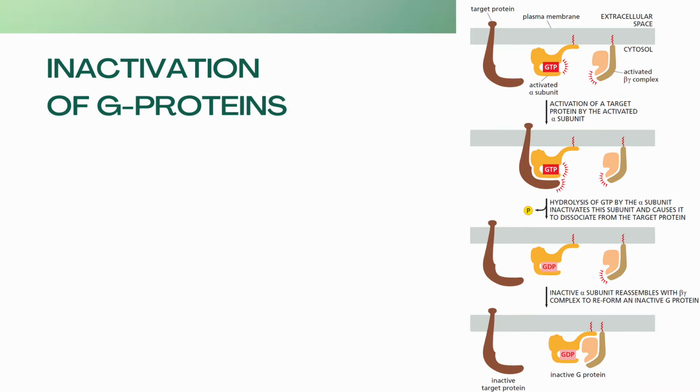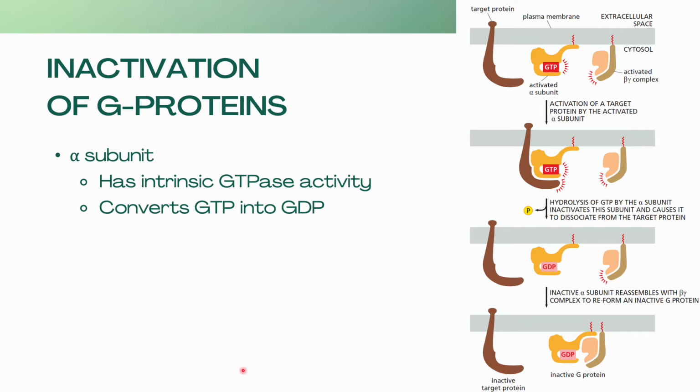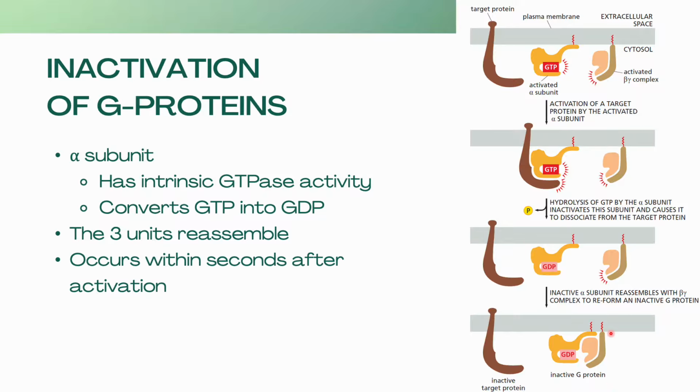Next, let's talk about the inactivation of our G proteins. Our G proteins again have 2 distinct parts, the alpha subunit and the beta-gamma complex. For the alpha subunit, it also has an intrinsic GTPase activity just like the monomeric G binding protein. So after a while, it can convert GTP back into GDP and inactivate itself. When this happens, the 3 units reassemble, which we can see in this portion of the figure. This occurs within a few seconds after activation, and what this does essentially is that it shuts off whatever pathway these 2 components have triggered.